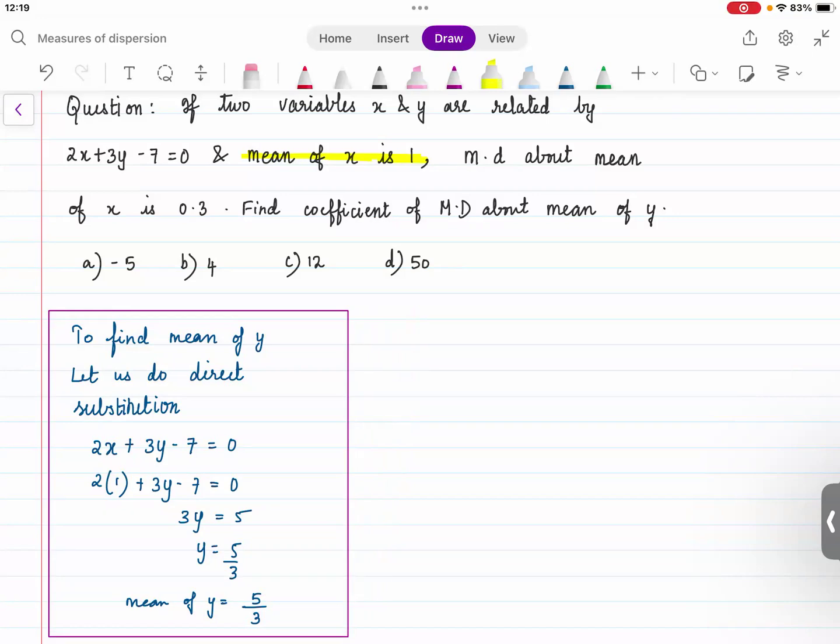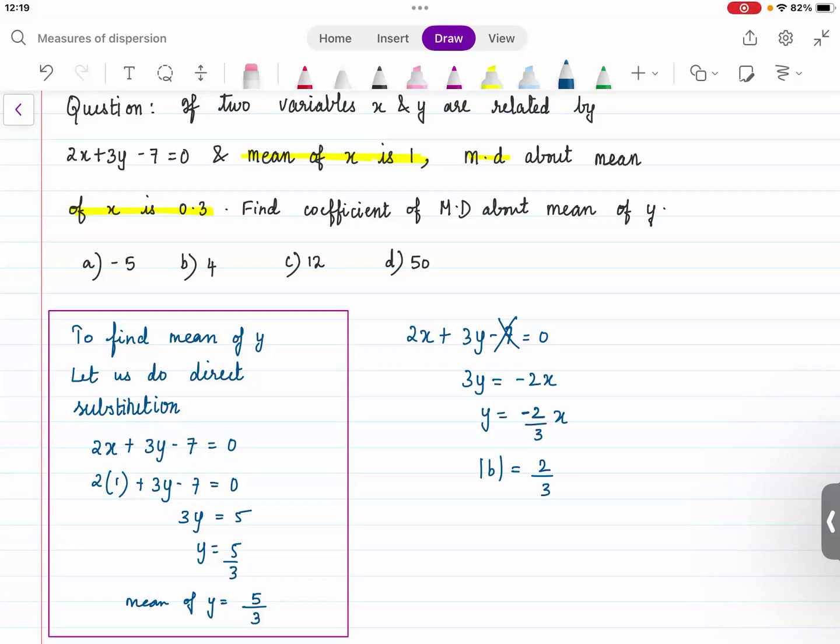Now they have given mean deviation about mean of x. So they have given mean deviation of x. Now let us find mean deviation of y. How to find mean deviation of y when mean deviation of x is given? We have to find modulus b and use the relation mean deviation of y is equal to modulus b into mean deviation of x. So let us write the equation again. 2x plus 3y minus 7 is equal to 0. Ignore the constant, write y in terms of x. So 3y is equal to minus 2x. Y is equal to minus 2 by 3x. So what is modulus b here? Modulus b is equal to 2 by 3.